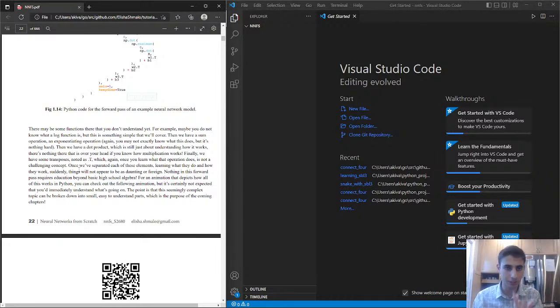It's like learning a new word. It really isn't that much math. It's not that complicated. You get what I mean? Okay. Once we've separated each of these elements, learning what they do and how they work, suddenly things will not appear to be as daunting or foreign.